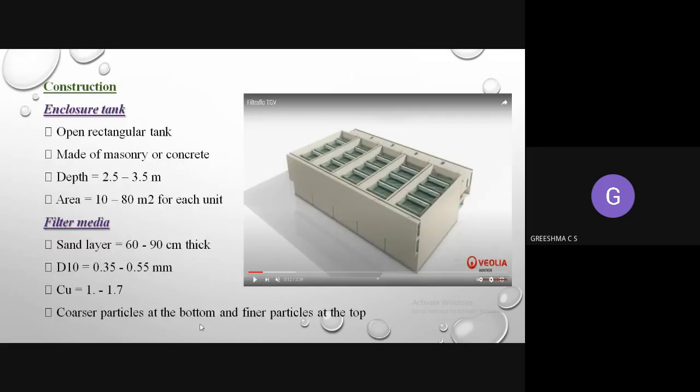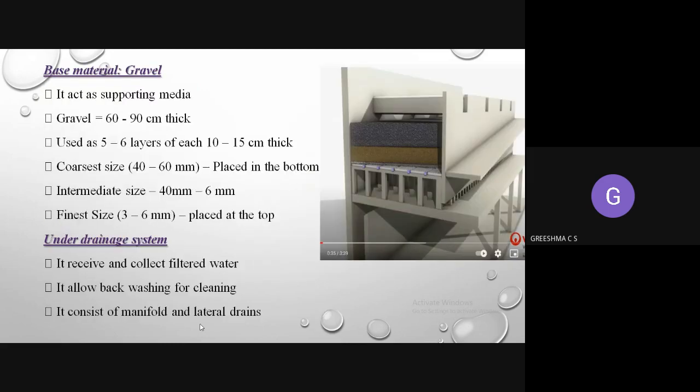Okay, so we have seen the construction. Basically it will have an enclosure tank, a filter media which consists of sand and a gravel portion, and also an under drainage system.